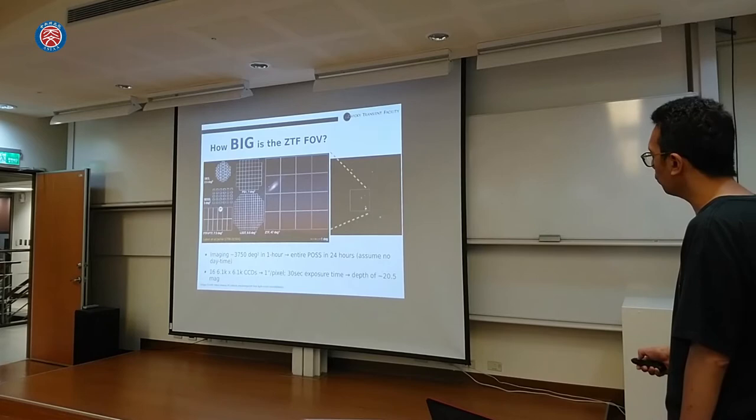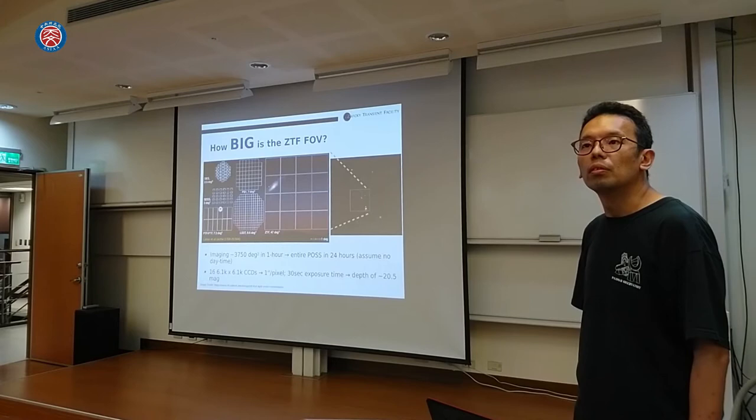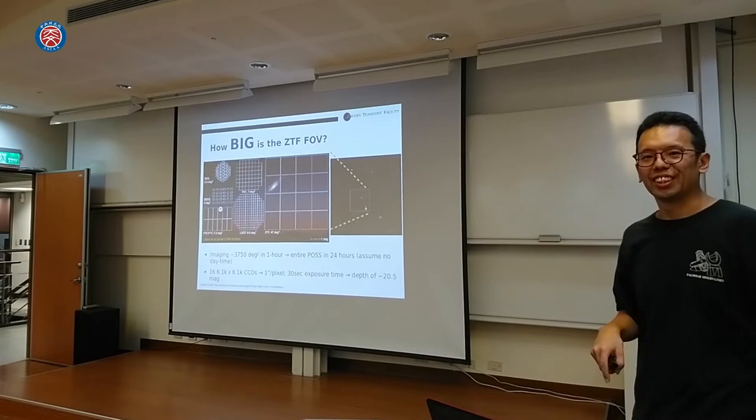Sorry for interrupting. Please let me make sure that the entire coast is the same as the entire northern sky. Northern sky, yes, from Palomar Observatory, not the southern sky. Northern sky, yes.